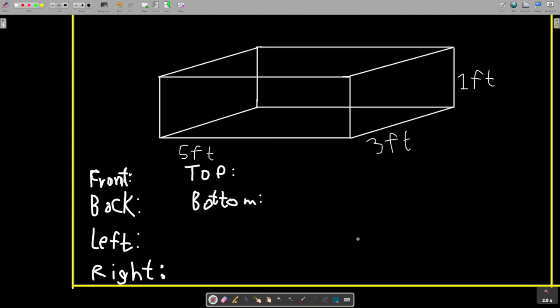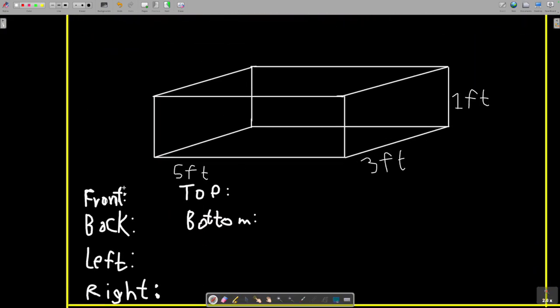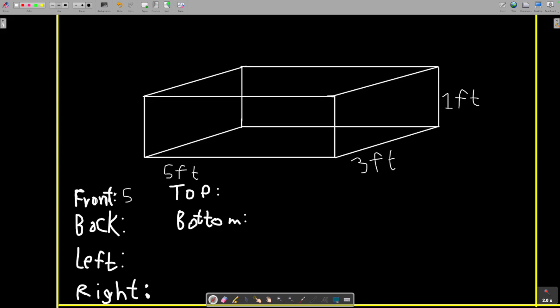Let's try another example, the third example of the day. Front is 5 times 1, which is 5. I'm not going to write square feet for each one. Back is also 5. For the sides, 3 times 1 is 3, so both are 3. Top is 5 times 3, which is 15, and the bottom is the same. The total will be 10 plus 6, 16, plus 30, which is 46. So we have 46 square feet.